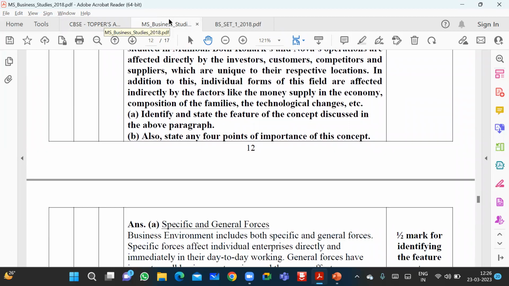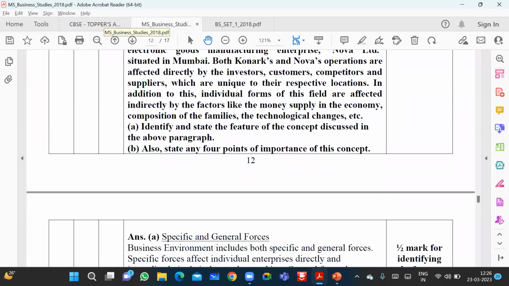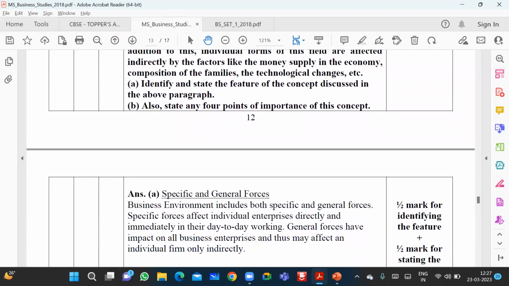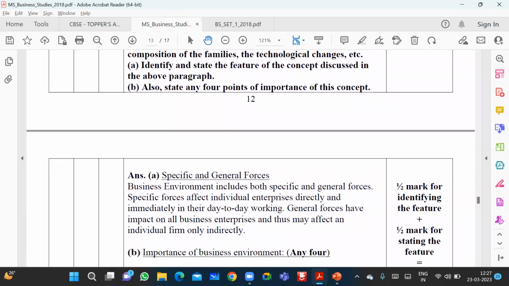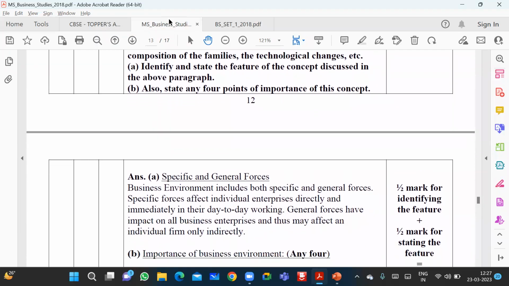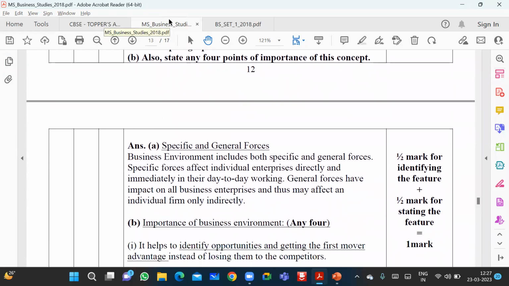So first you have to identify, and if you go through this question, you will find that the concept is basically the business environment, the name of the chapter. From the business environment, you have to identify the feature. So in the first part, you will identify the feature and then state its meaning. You will give the meaning in about 25 words. This way you will get half mark for writing the feature and half mark for writing the explanation.